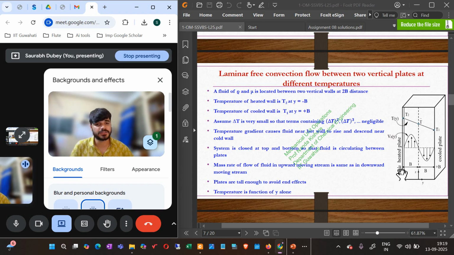Then assume delta T is very small, so the terms containing delta T square, delta T cube can be neglected. So this T1 and T2 difference is small, right? If you see this, the temperature gradient causes fluid near the hot wall to rise and descend near the cold wall, right? So if you see that this is the hot wall, I will be explaining it in a detailed way.